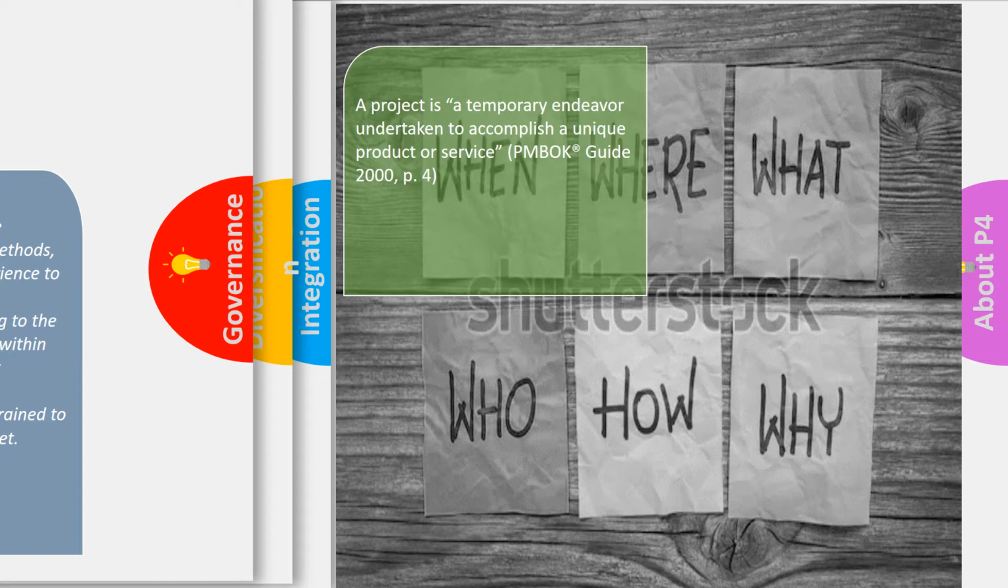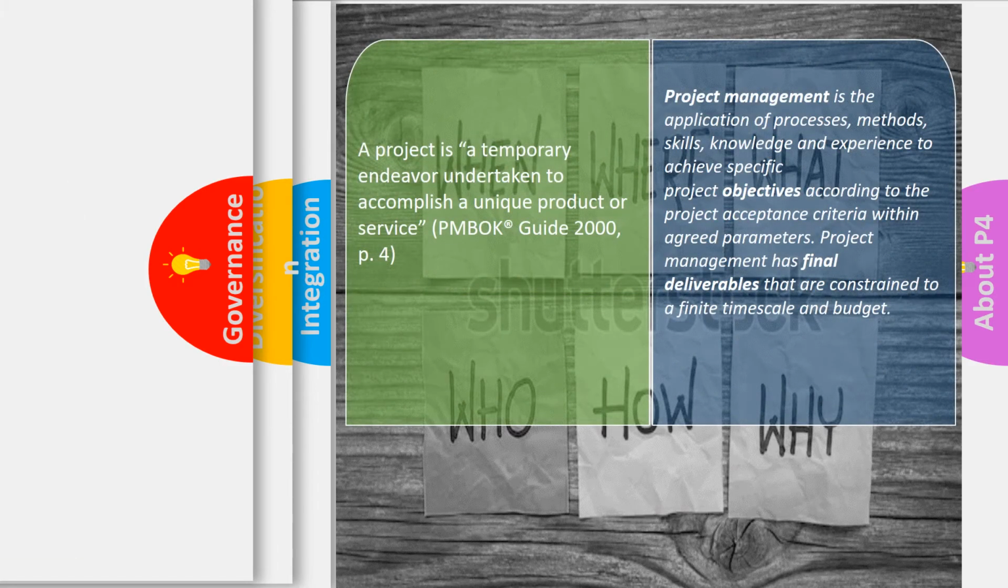So let's just look at the definition of a project. A project is a temporary endeavour undertaken to accomplish a unique product or service, according to the PMBOK Guide 2000. It says that project management is the application of processes, methods, skills, knowledge and experience to achieve specific project objectives according to the project acceptance criteria within agreed parameters. Project management has finite deliverables that are constrained to a finite timescale and budget.